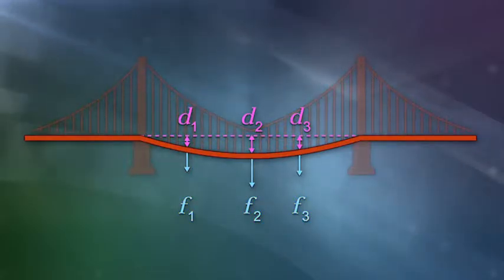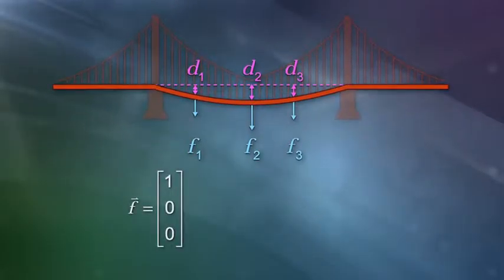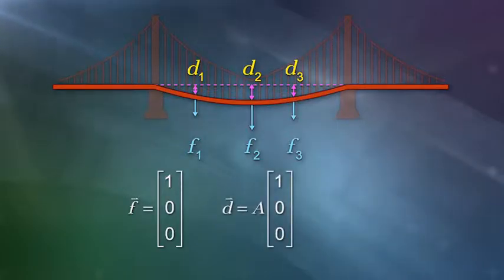The first column of A can be determined by applying 1 unit of force at the first point and no force at the other 2 points, so that the force vector is 1, 0, 0. Then by measuring the deflection of the bridge at the 3 points due to the force vector 1, 0, 0, we obtain A times 1, 0, 0, which is the first column of A. Similarly, the other columns of A can be obtained by applying a single force at the other 2 points.